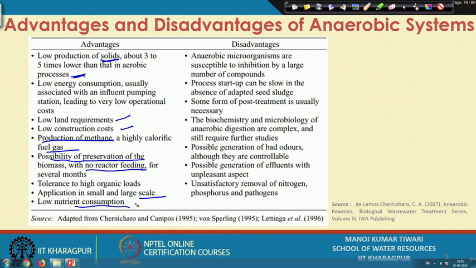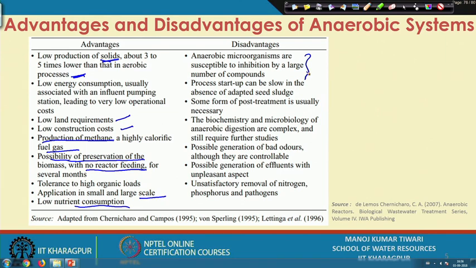Then if we look at the disadvantages part, we will discuss some of these points in detail later on, but quickly, the anaerobic microorganisms are susceptible to inhibition by a large number of compounds. Some of the metals or toxic elements, if present, can inhibit the anaerobic microorganisms, and the risk of process failure is quite high.